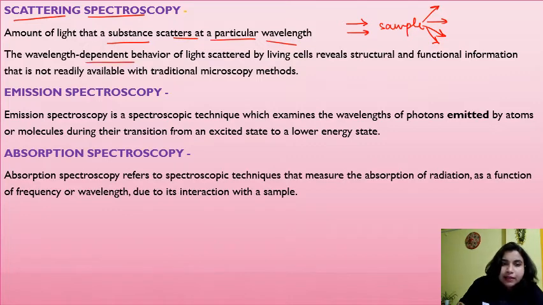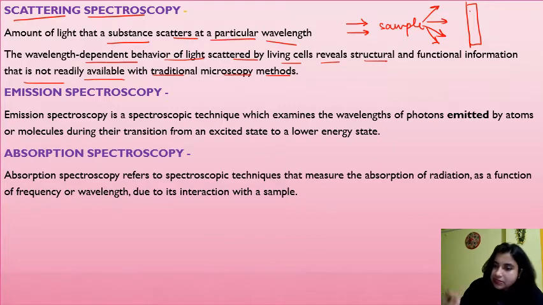The wavelength-dependent behavior of light scattered by living cells reveals structural and functional information that is not readily available with traditional microscopy methods. Now there will be one screen, and on this screen this scattered light will form. The denser the sample, the darker the spot that will be observed. So this basically helps us in getting information about the structure.